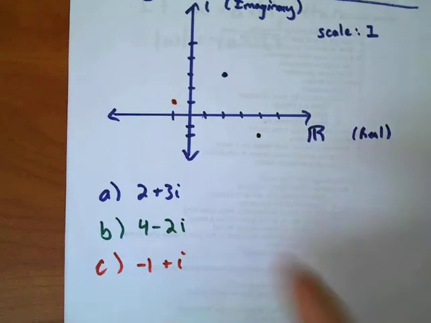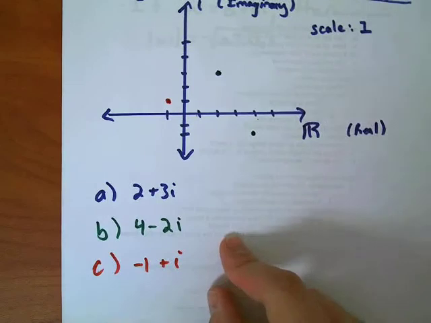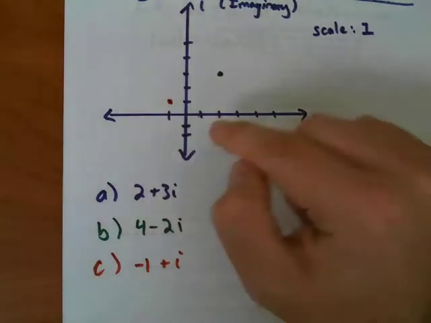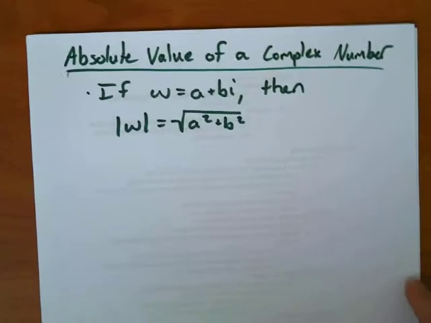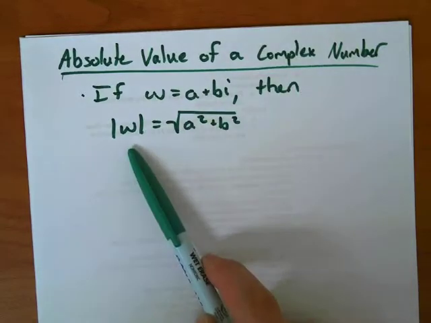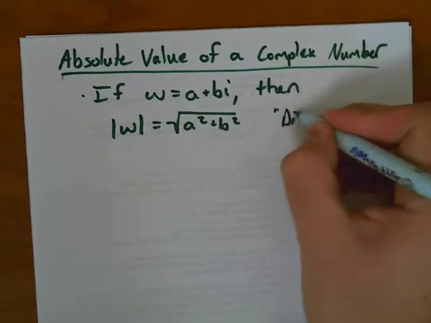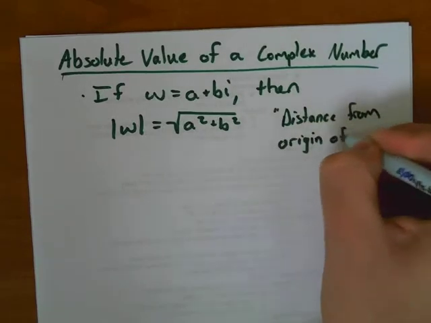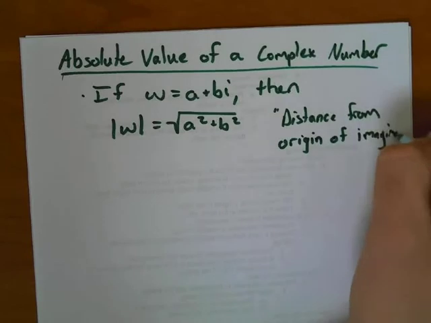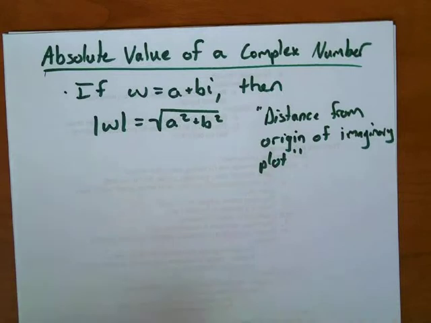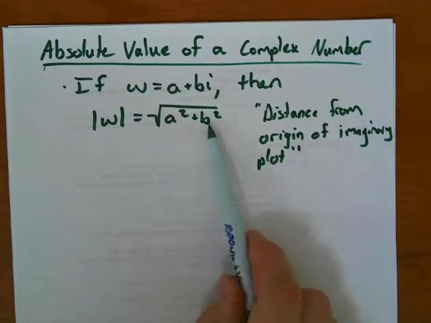And finally, to go along with plotting these, we can also find the imaginary distance from the origin to the points. If we want to find the distance from the origin to the points, that is called the absolute value of a complex number. So if you have any complex number w, where w is a plus bi, then the absolute value of w, which is the distance from the origin of the imaginary plot, is the square root of the real part squared plus the imaginary part squared.